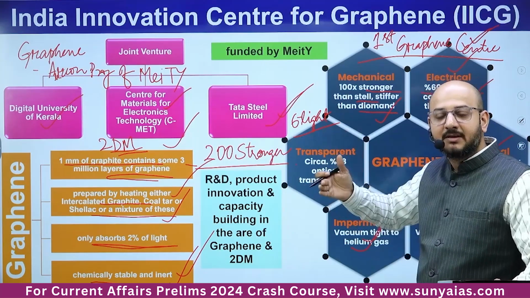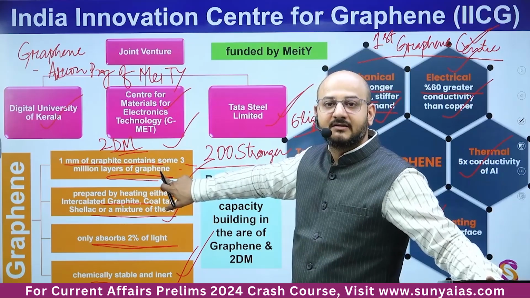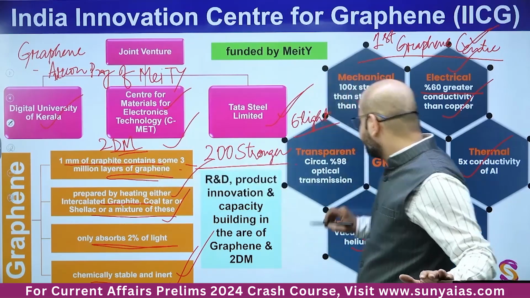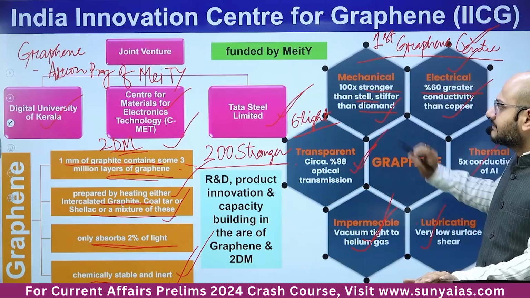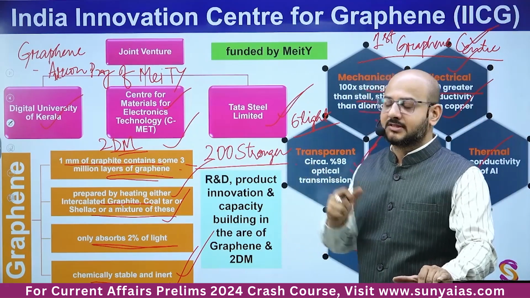ठीक है, impermeable है, इतना thin है. देख रहे हो कितना thin है? 3 million layers of graphene आ जा रहे हैं इसमें. Transparent. So these are the properties that make it a wonder material, and India must do certain research into it.